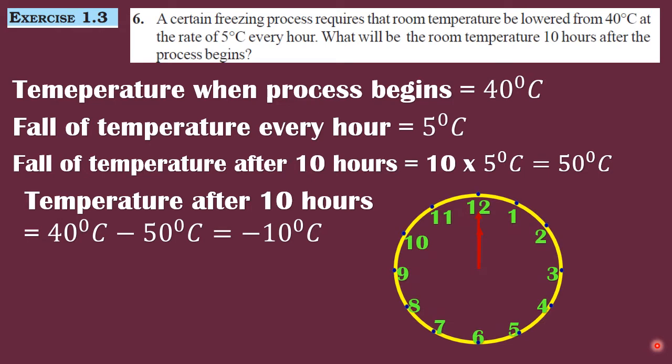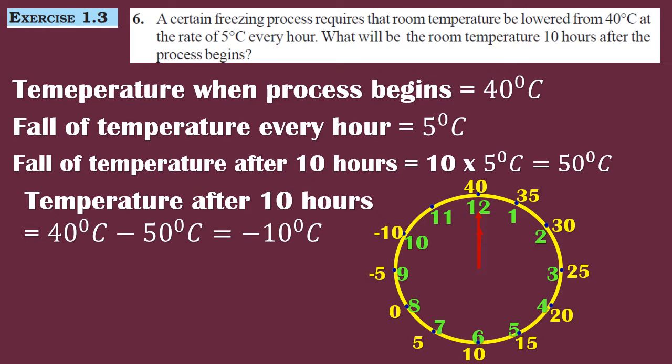Think about a clock. So let us think the process begins at 12. So after 10 hours means the time will be 10, is it? So let us just count. At 12 o'clock, the initial temperature will be 40. Then every 1 hour the temperature will come down. So just see, every 1 hour the temperature comes down: 35, 30, 25, 20, like that. So at 10 o'clock, 10 hours, what's the temperature showing here? Minus 10 degrees. So this way also you can find the answer.